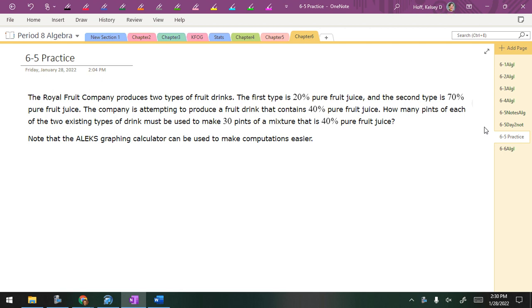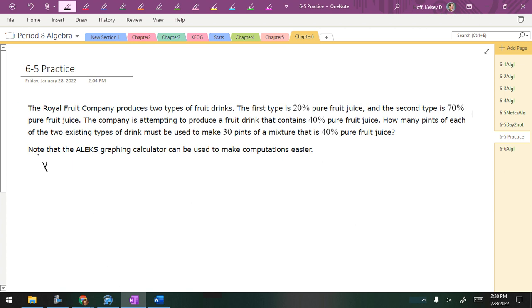Two things I don't know: the pints for 20% fruit juice and 70%. There's two different types of fruit juice here, right? So X is going to be the number of pints. Can we call it type 1 because they call it first type right there? Type 1 juice. And Y is going to be the number of pints of type 2 juice.